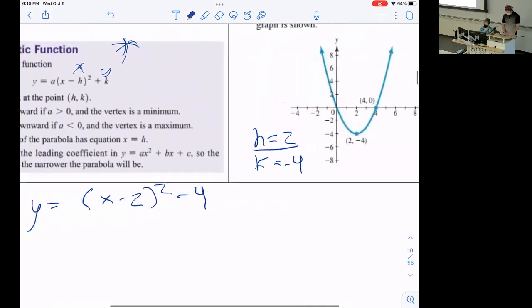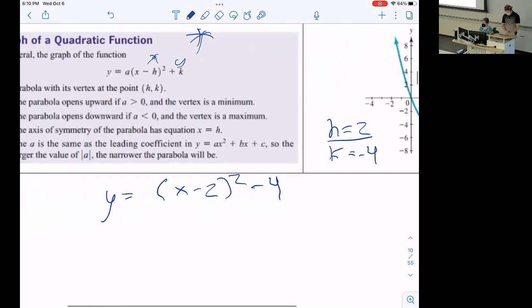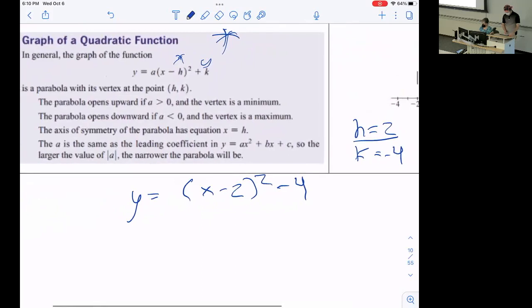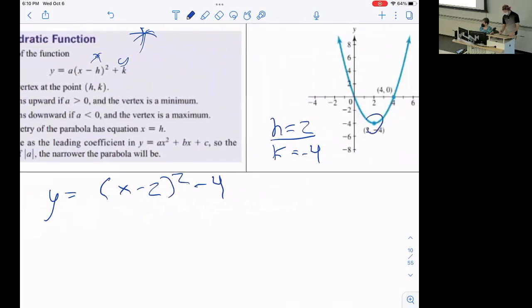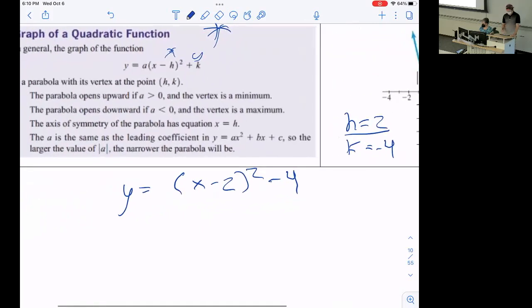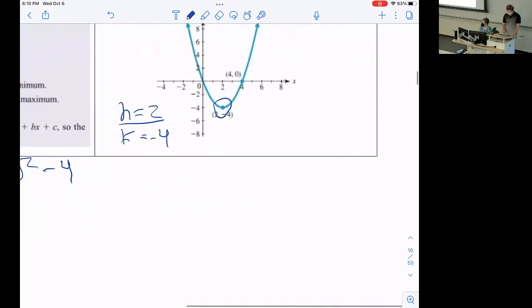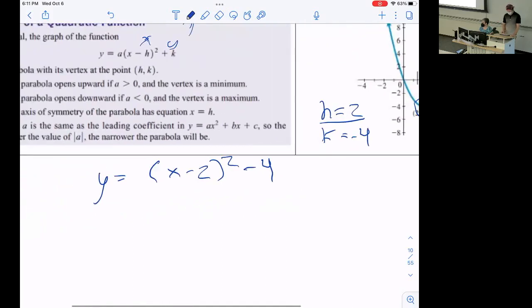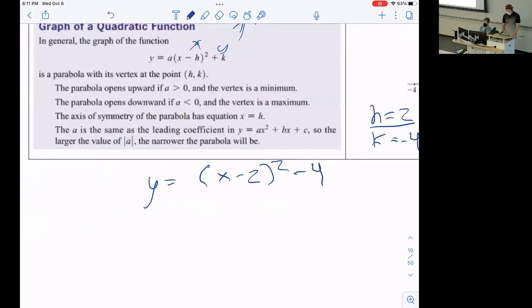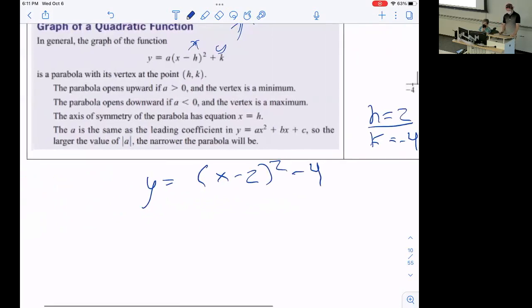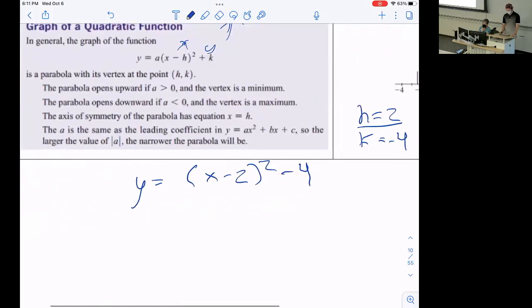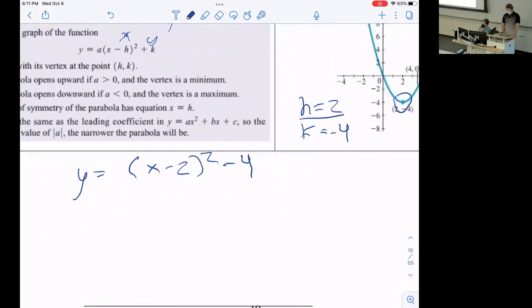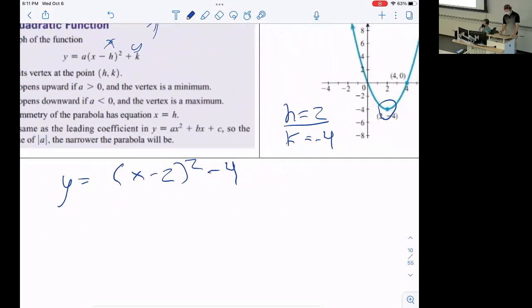So we know that this is a minimum right here, because it's at the bottom, right? So our A must be greater than 0, right? Because it's opening up and we have a minimum. So let's keep reading. The axis of symmetry of the parabola has an equation x equals h. So our axis of symmetry is just 2.